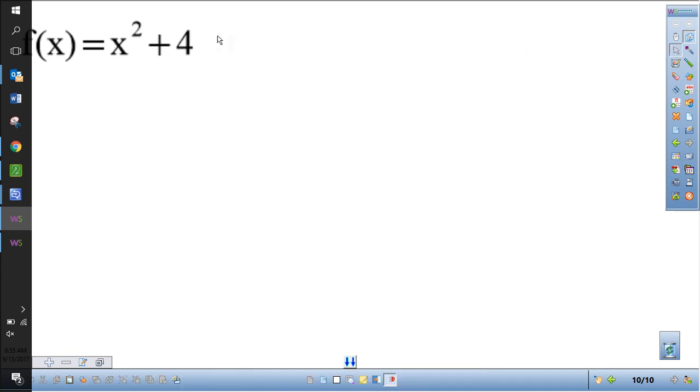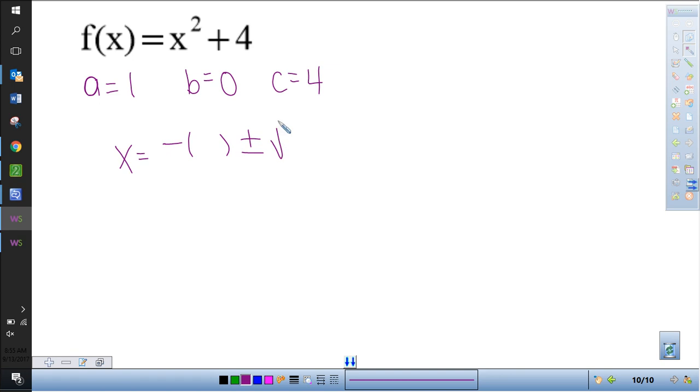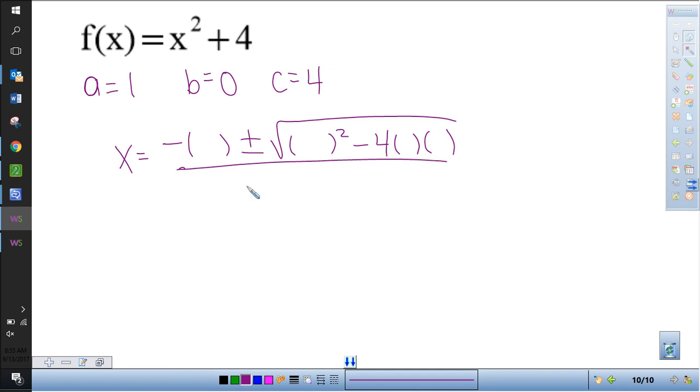X squared plus 4. So my a is 1. I don't have a linear term again, so my b is 0, and my c is 4. So if I get x equals negative b plus or minus the square root of b squared minus 4ac all over 2a, plug in my b, my a, and my c.